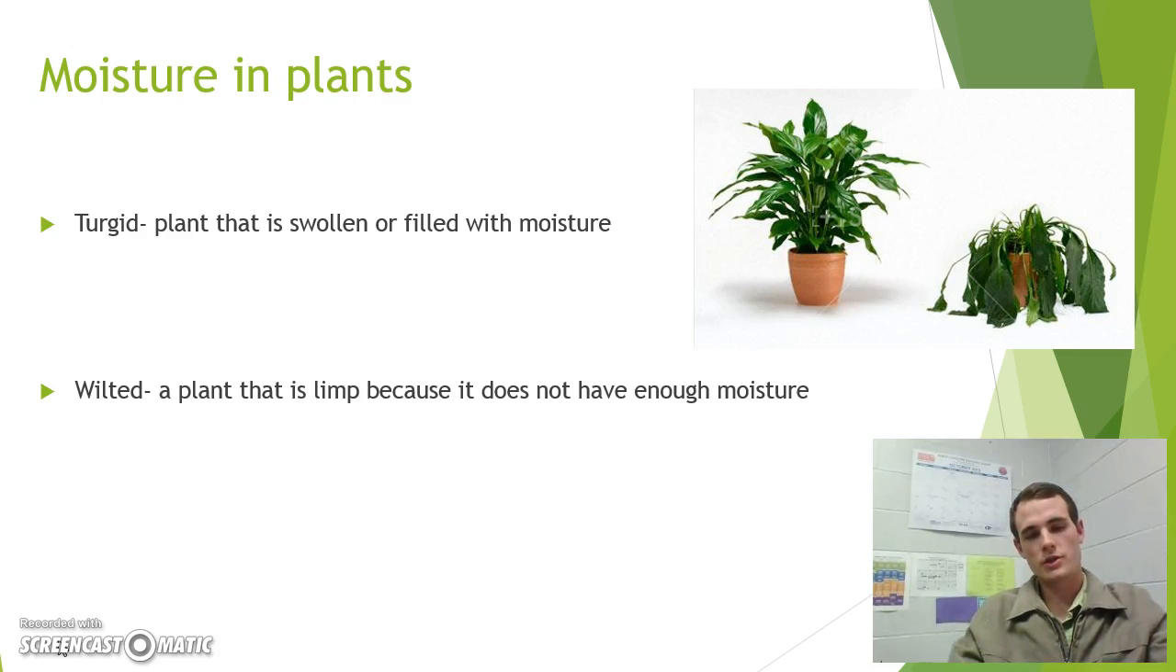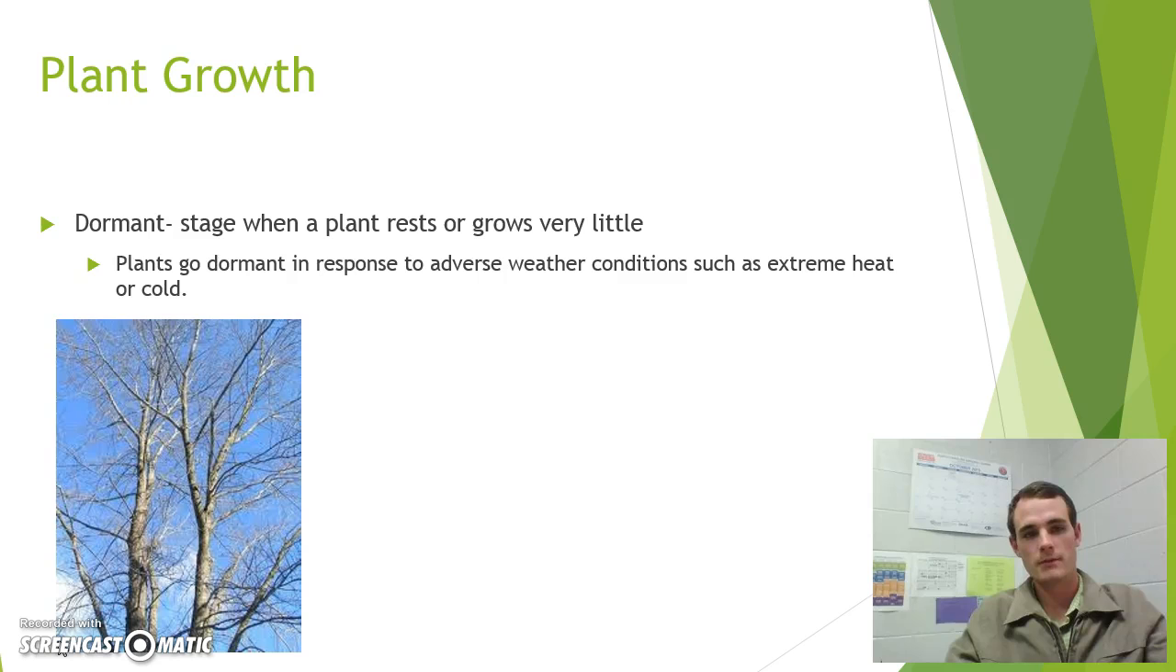Moisture in plants. There are two words that you need to know. Turgid, which means it's swollen with moisture or full of water, and wilted, a plant that is limp because it doesn't have enough moisture. You can see the left image is turgid and the right image has leaves that are wilted.